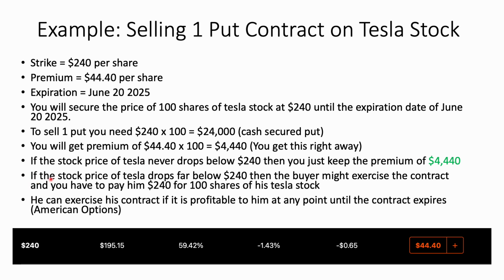Now, unfortunately, if the stock price of Tesla falls far below 240, then the buyer, the guy who bought the insurance contract, is going to exercise, most likely, the contract because it's going to be profitable for him to do so. And you're going to have to pay him exactly what it says, $240 a share for 100 shares of his Tesla stock. And please note that he can exercise his contract if it's profitable for him at any point in time until the day the contract expires.